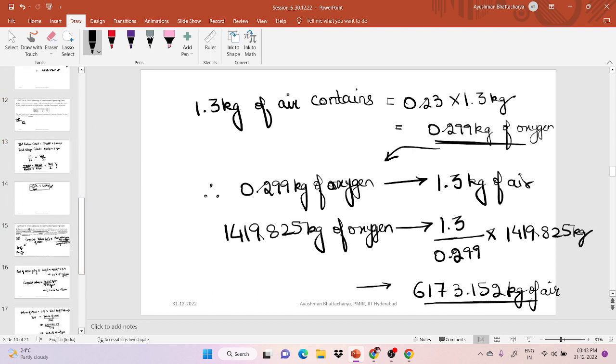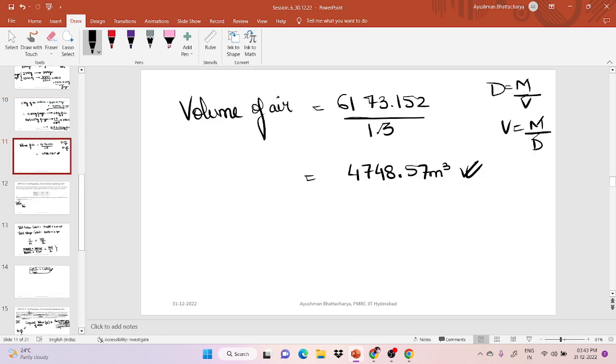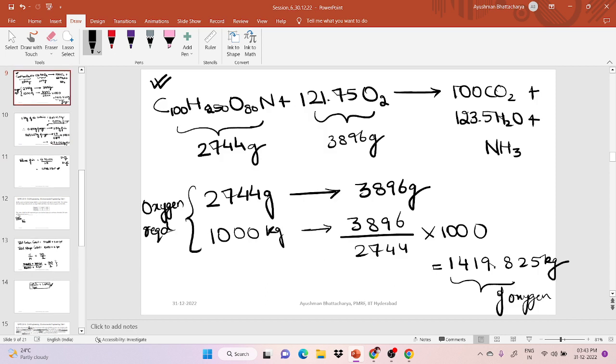After knowing this quantity of the air, we calculated the volume of air, which was 6173.152 divided by 1.3, that is the density, and we got this much volume of air that is required for the degradation of 1 ton of waste.